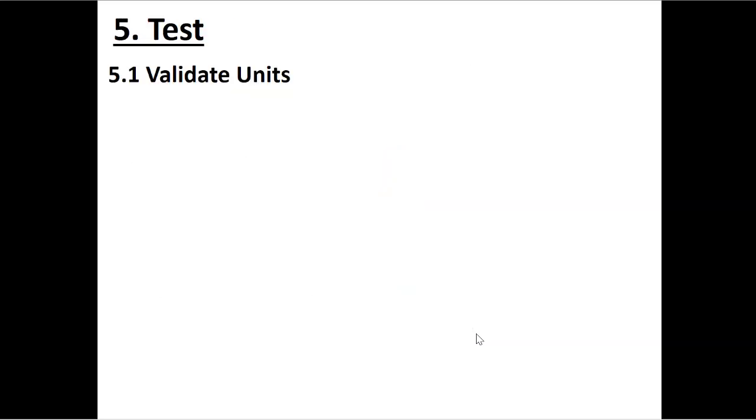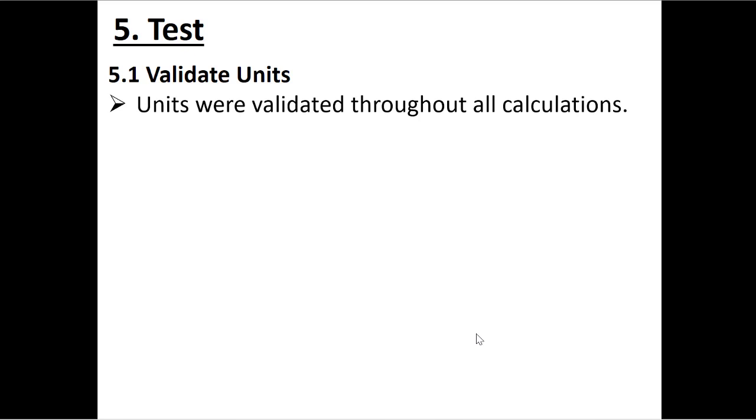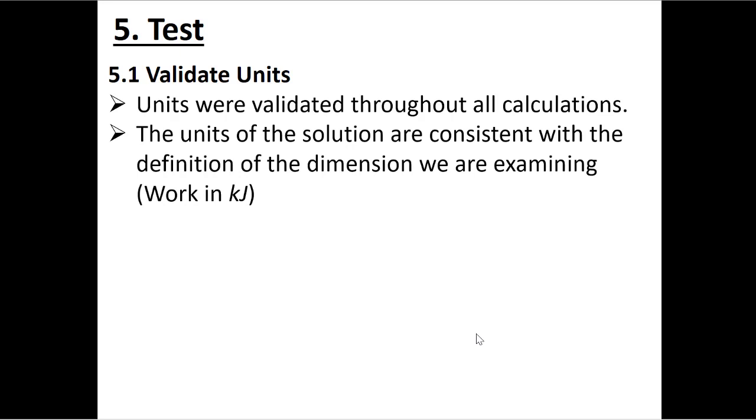Now the last part of our solution method is that we're going to validate what we're doing. So let's check the units. That's something that we can always do, even if we don't have some kind of physical understanding of the problem. So we checked the units through all of our calculations, and we got units that we were expecting. We were looking to get work, and we got work. So the units we got were in kilojoules, which is what we were expecting.